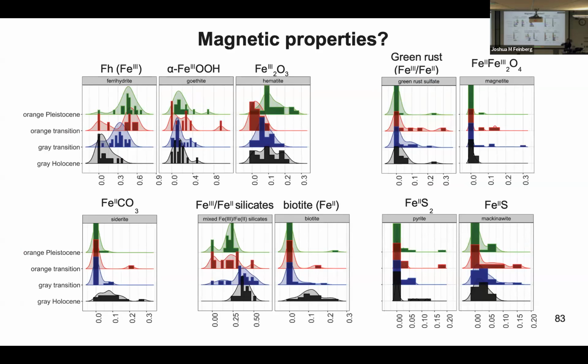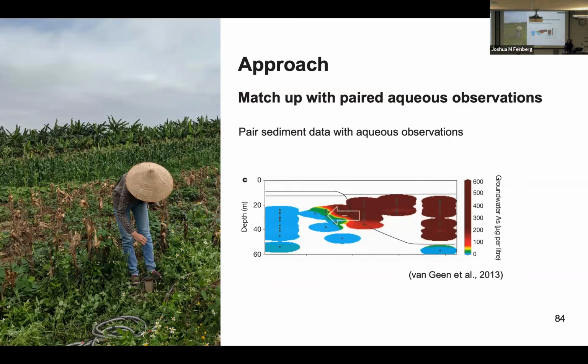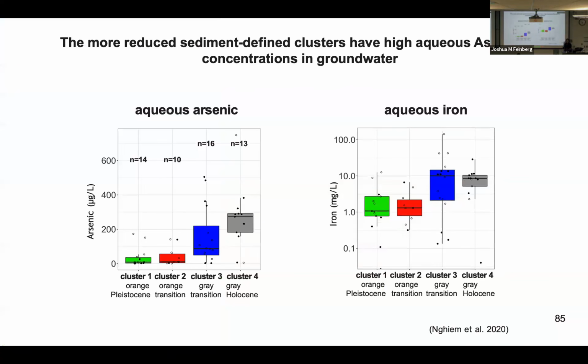But now going back to our original motivation, which was the groundwater, we finally want to pair all these mineralogical observations with our aqueous concentrations. So now we can pair our sediment data together and take a look at what it tells us. In these box plots, the x-axis is still those sediment-defined clusters that I mentioned, and the y-axis now shows different aqueous concentrations. Over there we have arsenic on the left-hand side, and on the right-hand side we have iron.